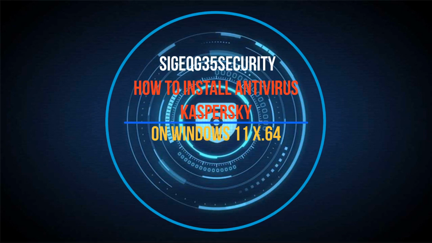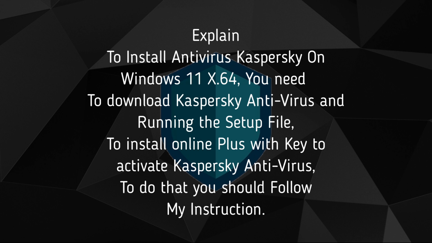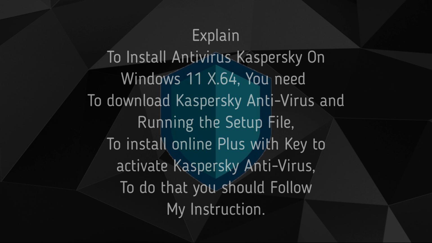Today I will show you how to install Antivirus Kaspersky on Windows 11 x64. To install Kaspersky Antivirus on Windows 11 x64, you need to download Kaspersky Antivirus and run the setup file to install online, plus a key to activate Kaspersky Antivirus. To do that, you should follow my instructions.